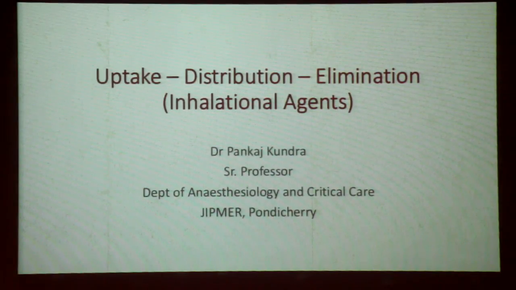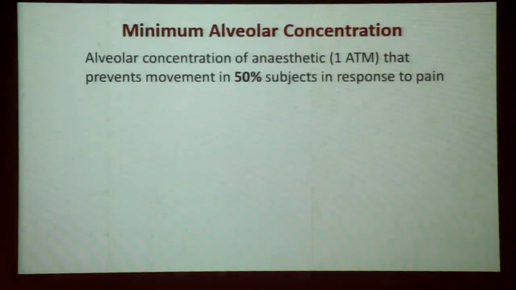Let's start with what's the importance of this topic. The importance comes when we look at the minimal alveolar concentration. Now the minimal alveolar concentration, as per definition, is the partial pressure of an inhalational anesthetic in the alveolus which will produce immobility to a noxious stimulus in 50% of the population. So it is 50% of the population, no movement to a noxious stimulus. That is what is MAC.